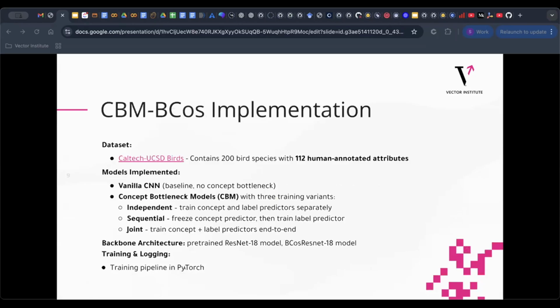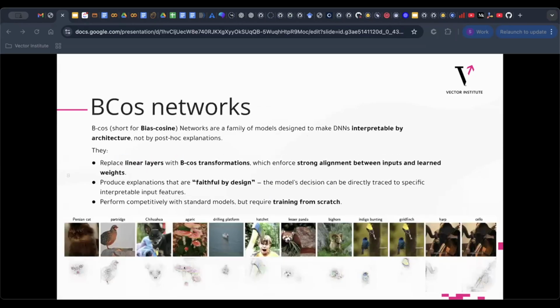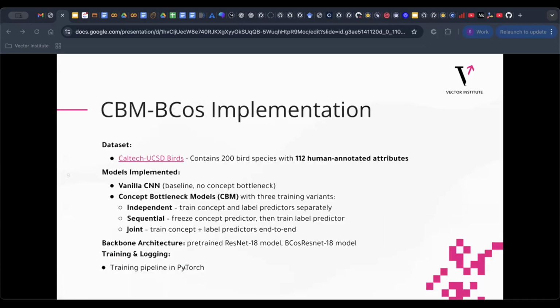We also use the BCos network because if we can get something like this in the output, then we can easily have a bounding box on top of it and show where the concept is exactly located in the image. So that was the idea.